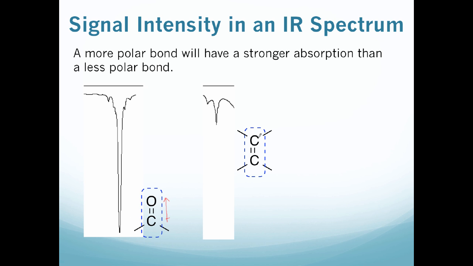However, if we have a carbon-carbon double bond, at least one that's not symmetric, so these could be whatever, R groups coming off the carbon or hydrogens coming off the carbon, even in an asymmetric system, we still have a carbon double bonded to a carbon. There's not going to be a very large dipole here. That means this IR absorption is going to be much smaller and much less intense.